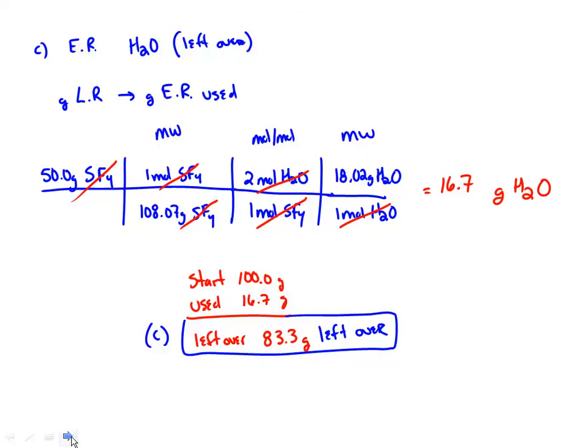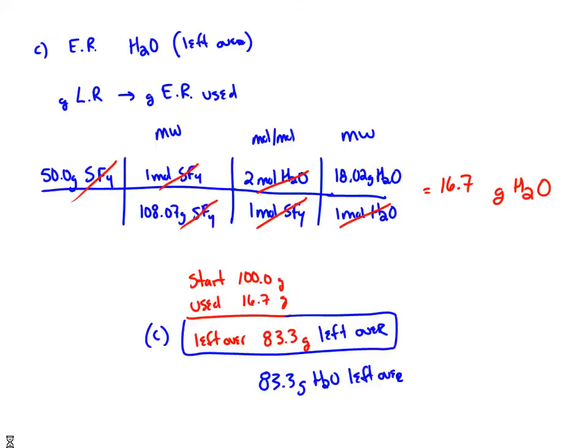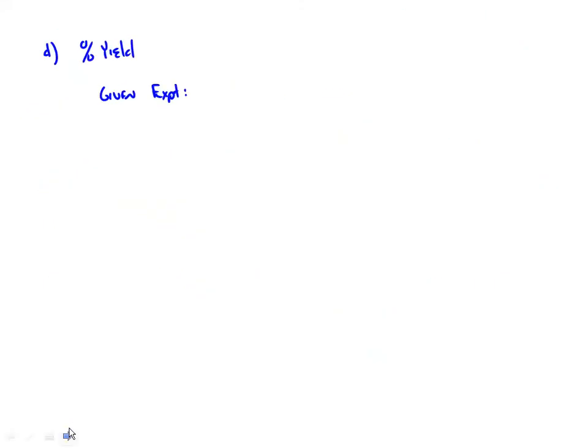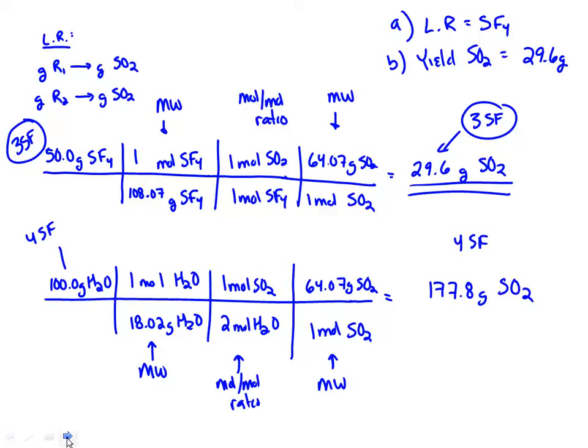In our answer, should we write 83.3 grams of H2O left over? Yes, 83.3 grams H2O left over. And then part D was percent yield. We know that we were given the experimental yield, which was 18.0 grams of SO2. We know that the theoretical yield, which is really just part B, was 29.6 grams.